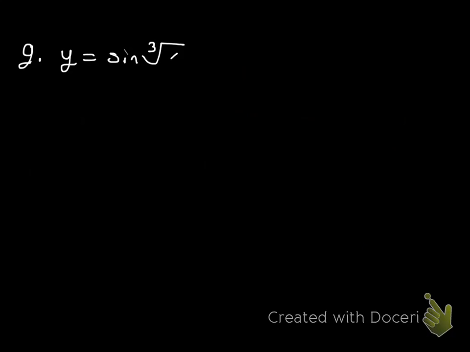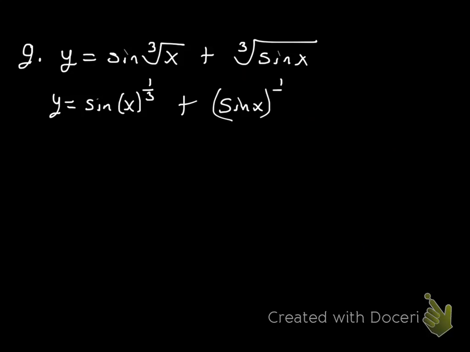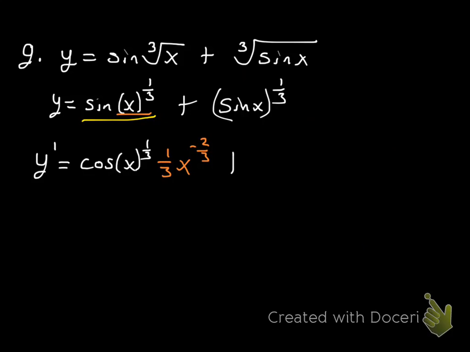How about y equals sine of the cube root of x plus the cube root of sine x? Get rid of the radicals and write it in rational form. So sine of x to the 1/3 plus sine x to the 1/3. So we have two functions in the first piece. The outside function is sine and the inside function is x to the 1/3. The derivative of the outside function, sine, is cosine, evaluated at the inside, times the derivative of the inside. So the derivative of x to the 1/3 is 1/3 x to the minus 2/3.